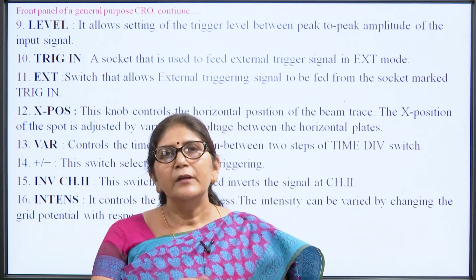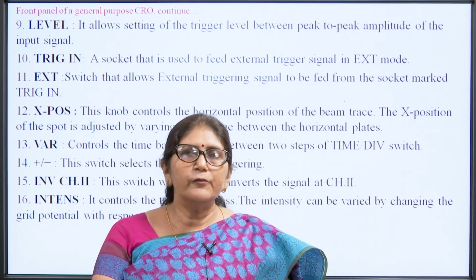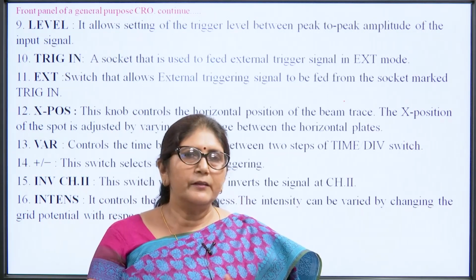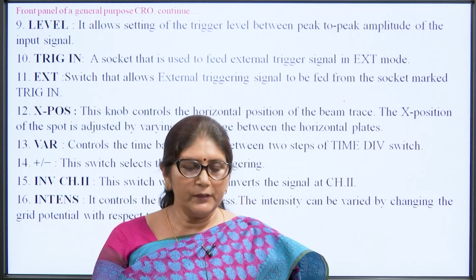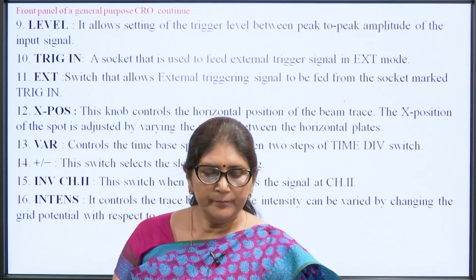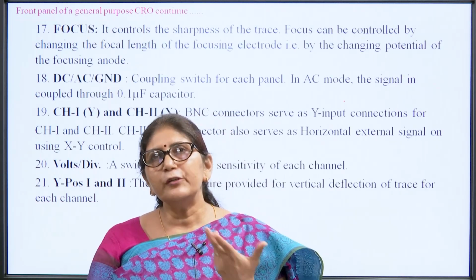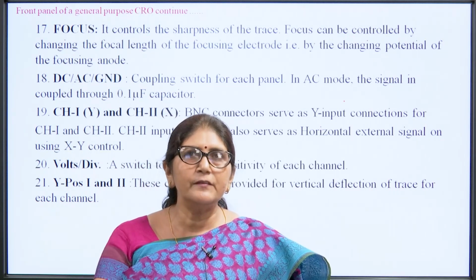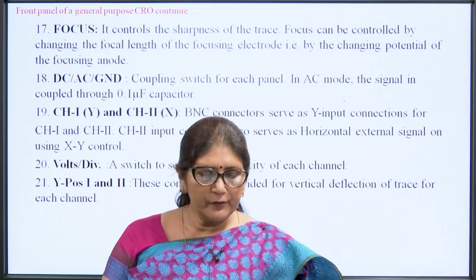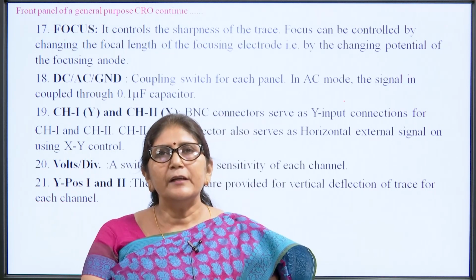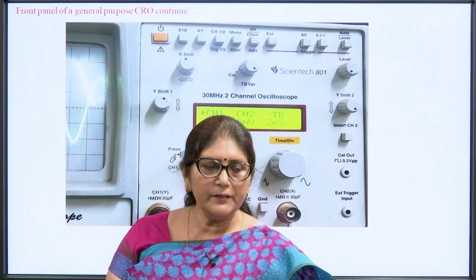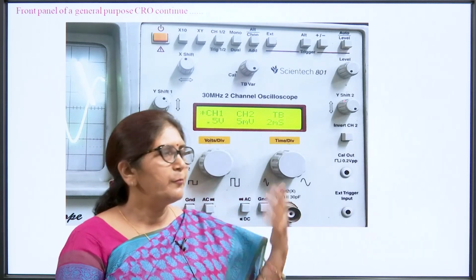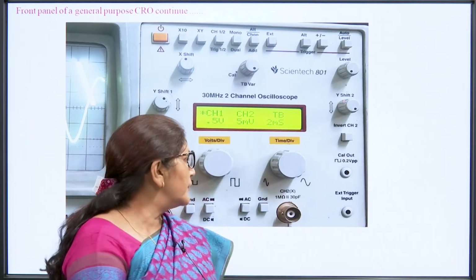Similarly, the intensity control controls the brightness of the signal by changing the grid potential, which I will discuss in the next lecture. Similarly, focus basically controls the sharpness of the trace, so a focus control is there, and similarly other things for your reference.